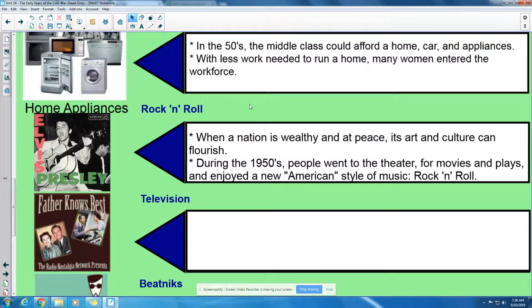The 1950s is the birth of rock and roll. When a nation is wealthy and at peace, its art and its culture flourish. They do exceptionally well. During the 1950s, we were wealthy and we were at peace, and American culture exploded. People went to the theater for movies and plays, and they enjoyed new styles of music, including rock and roll. Elvis Presley comes out in the 1950s. Chuck Berry comes out in the 1950s. And Americans are enjoying this new style of music.